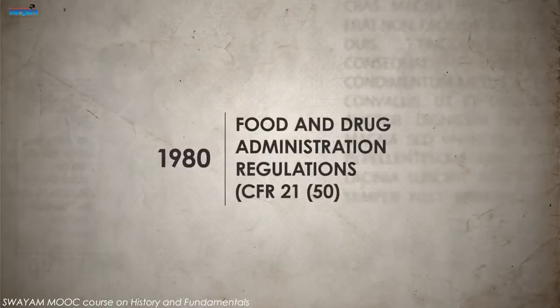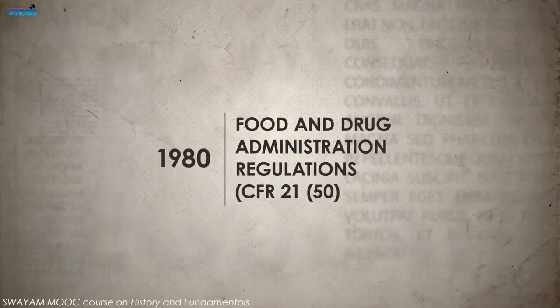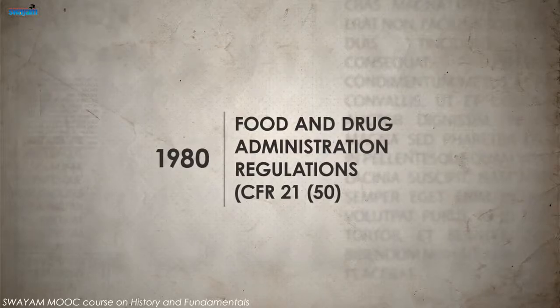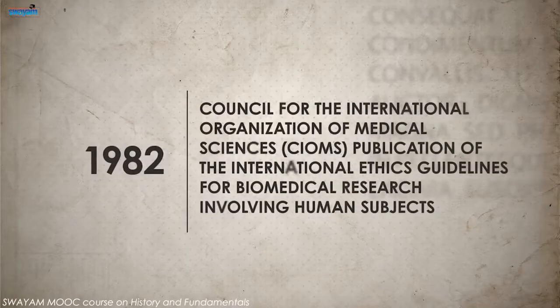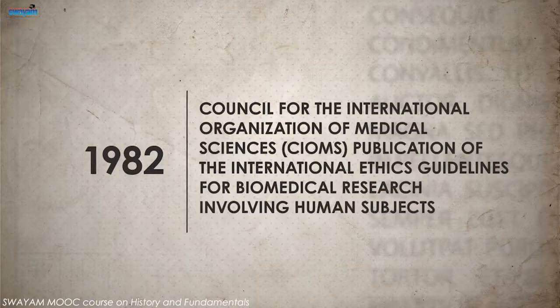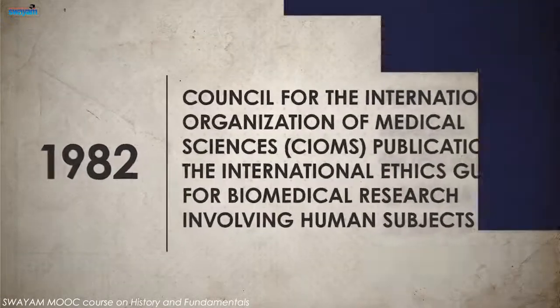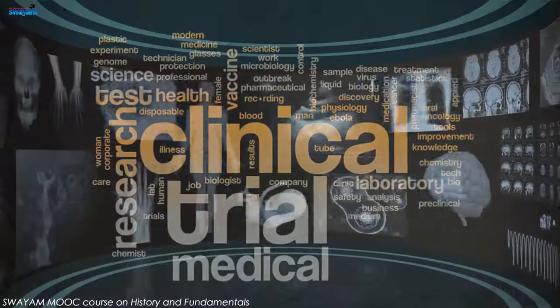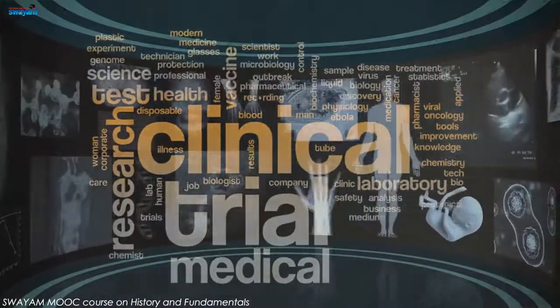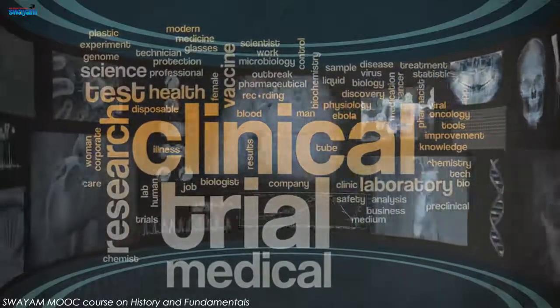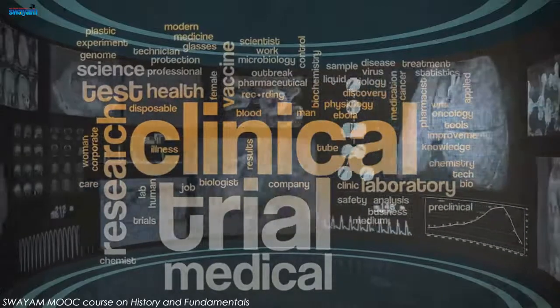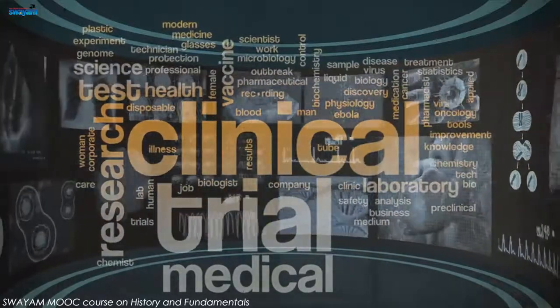In 1980, the US FDA, Food and Drug Administration, regulation, which is a code for research as per US regulations, was implemented. And in 1982, the Council for International Organizations of Medical Sciences, that is CIOMS, published the International Ethical Guidelines for Biomedical Research Involving Human Subjects. By this you can see that simultaneously or in consecutive time periods, globally there were multiple laws, regulations and guidances being implemented to ensure clinical research ethics, evolving in continuation of certain events.